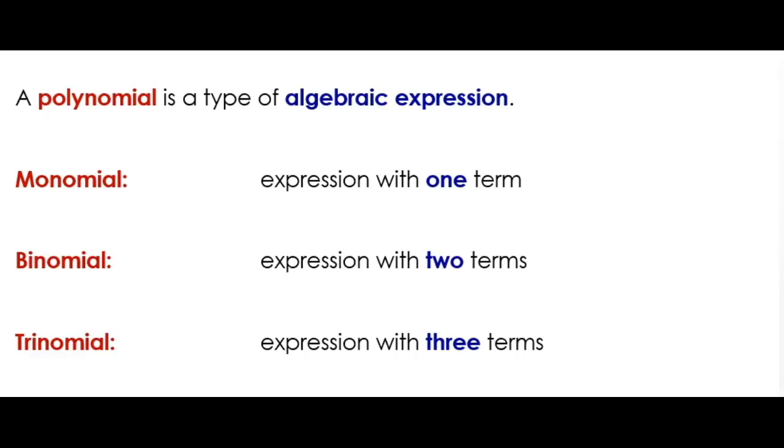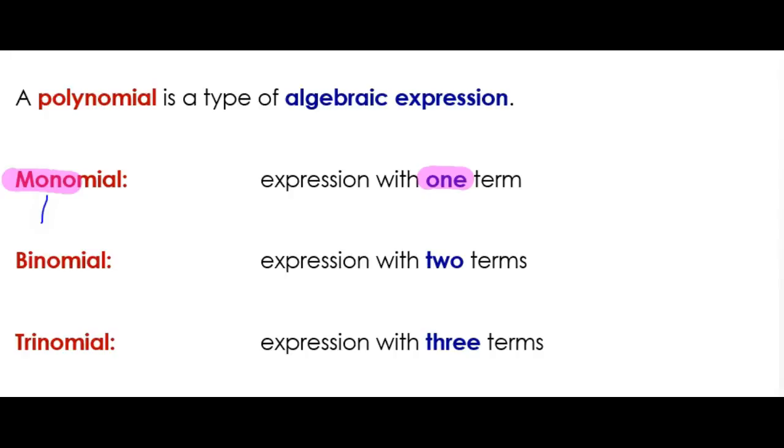Let's carry on. So polynomial is a word that we sometimes use for algebraic expressions. So I might say polynomial, I might say algebraic expression. They really, for our purposes, mean the same thing. But there are some specialized types of polynomials that are important to discuss. So a monomial is an expression with 1 term. So, well, what does that mean? The prefix mono means 1. So an expression with 1 term, well, what are some examples of that?